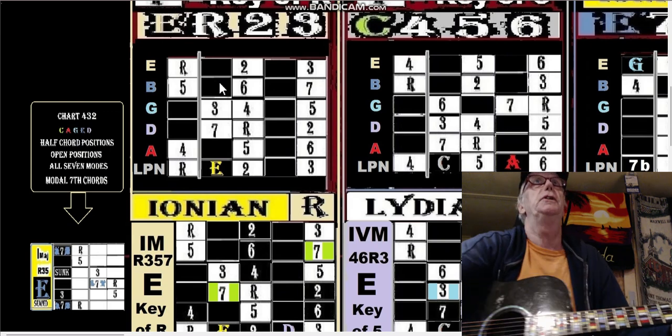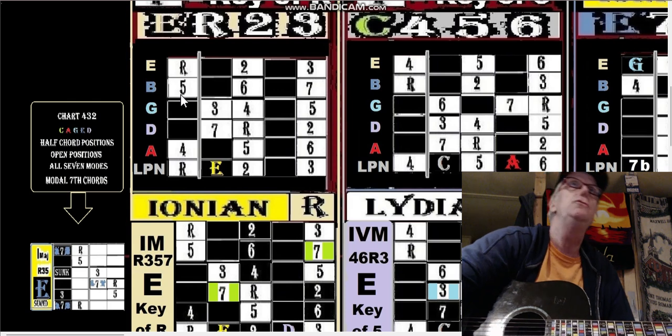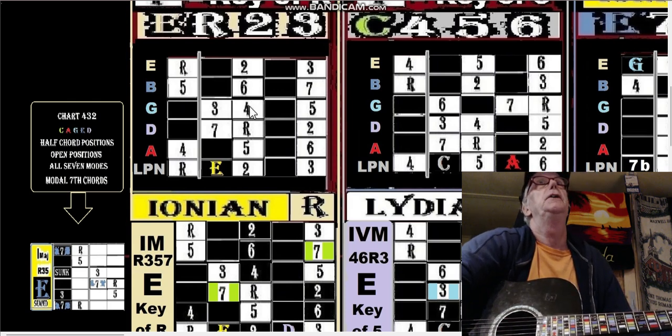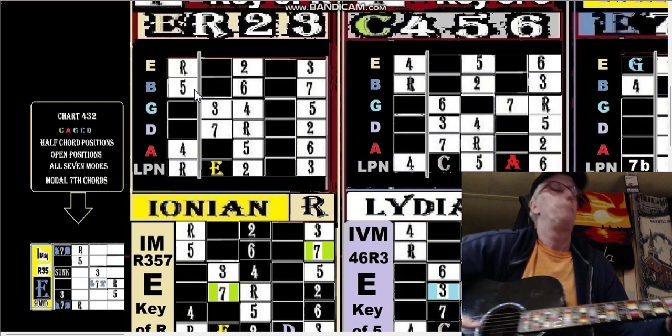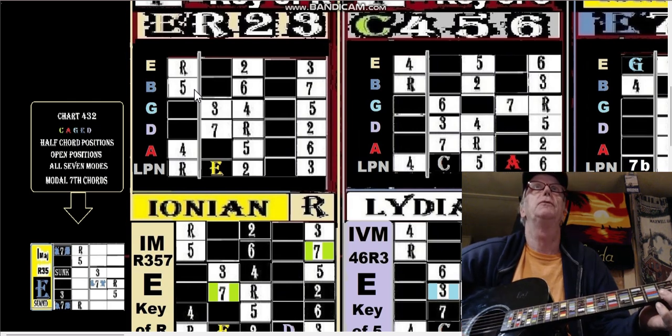So we're just going to do it by the numbers. 3, 4, you know the open, when you cut out of 3, 4 on the G string, you know the open string is going to be this 5. So it's just 3, 4, 5, 6, 7, root 2, 3.